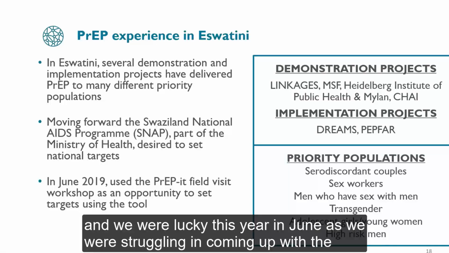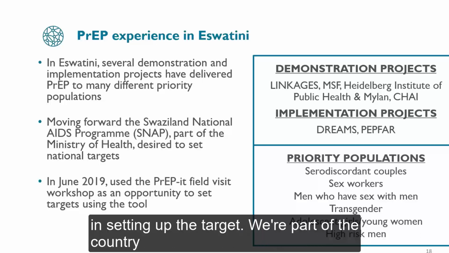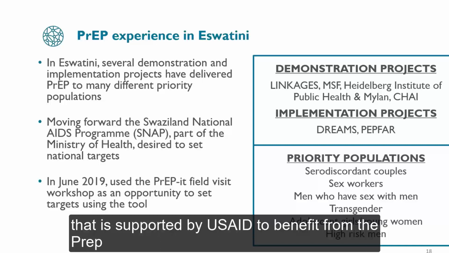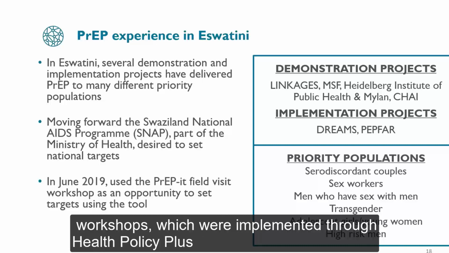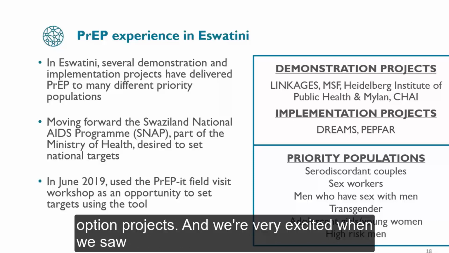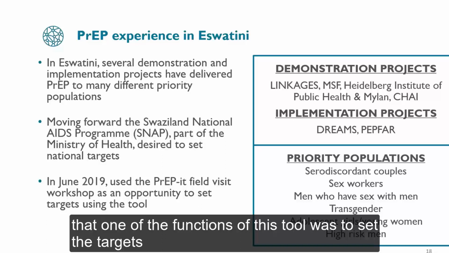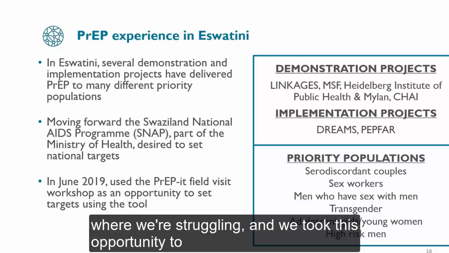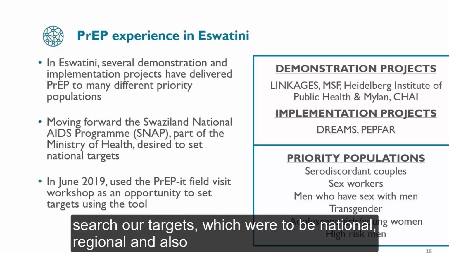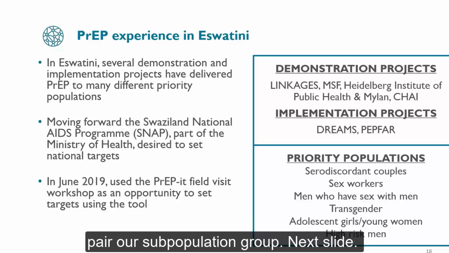We were lucky this year in June, as we were struggling with setting up the targets. We were part of the countries supported by USAID to benefit from the PrEP tool workshops, which were implemented through the Health Policy Plus, Options, and ETAP 2 projects. We were very excited when we saw that one of the functions of this tool was to set targets, where we were struggling. We took this opportunity to set our targets at national and regional levels, and also per subpopulation group. Next slide.